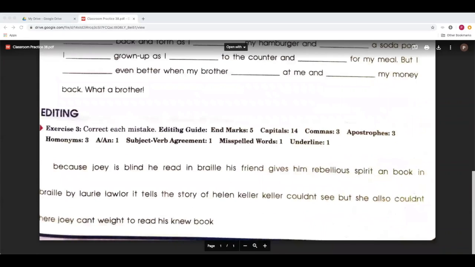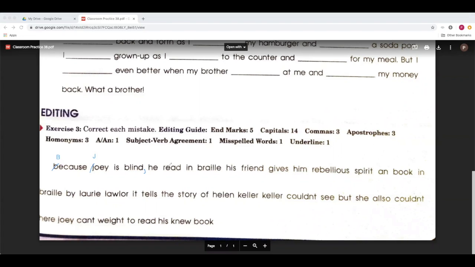And the last part is the editing. Because should be capitalized, the first word of the sentence. Because Joey is blind, Joey needs to be capitalized. It's a name. We have an introductory clause, a dependent clause here. Because Joey is blind, comma, is a dependent clause, followed by an independent clause.